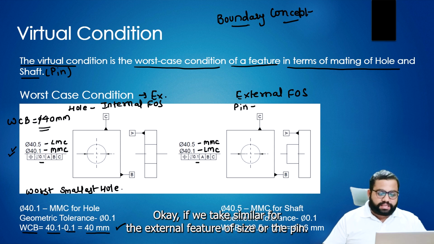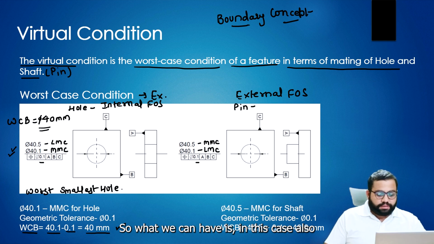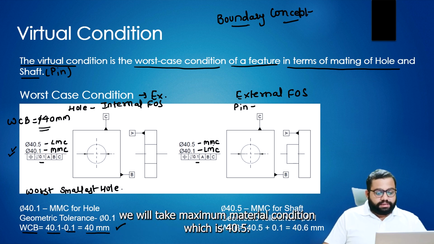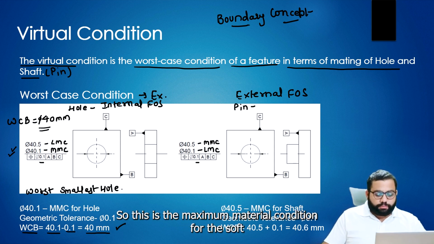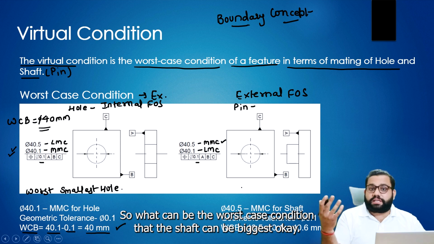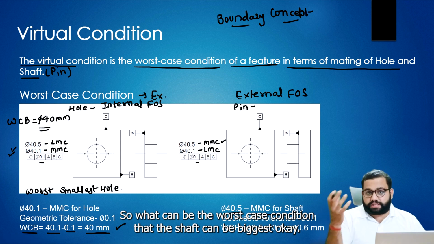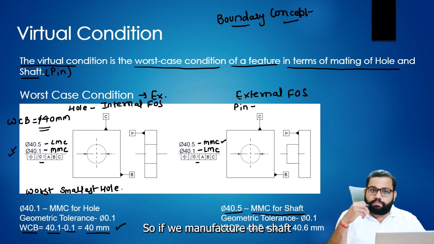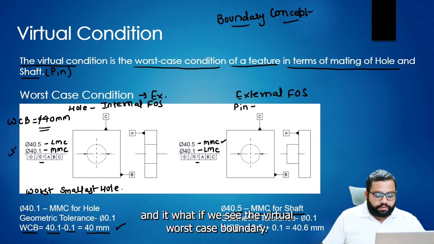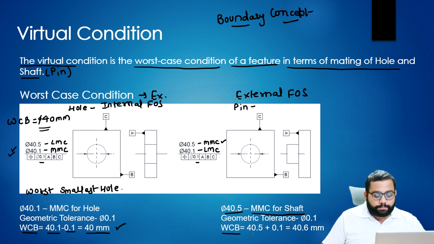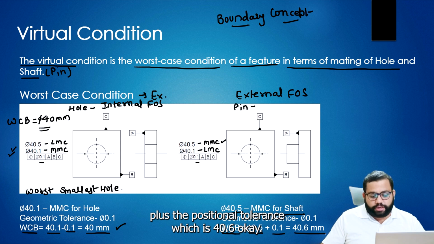If we take the similar case for the external feature of size, or the pin, in this case also we take the maximum material condition, which is 40.5. 40.5 is the maximum material condition for the shaft. So what can be the worst case condition? That the shaft can be biggest. If we manufacture the shaft and look at the virtual worst case boundary, the worst case boundary will be the MMC plus the positional tolerance, which is 40.6.